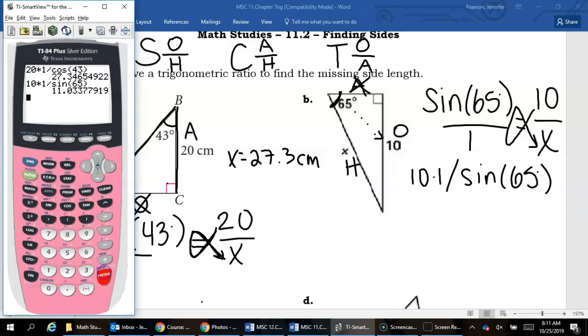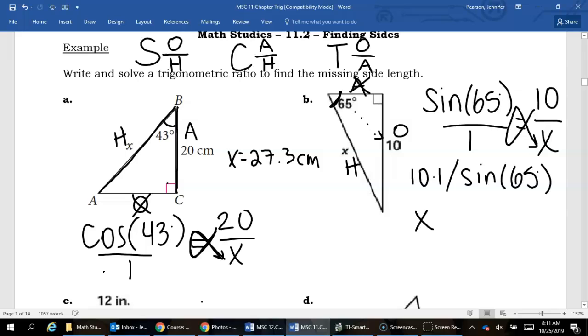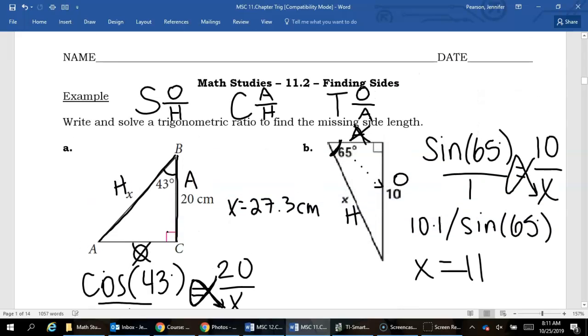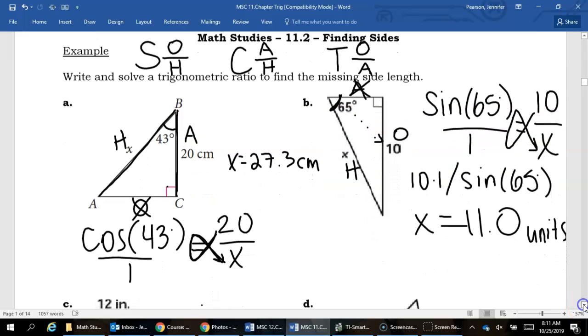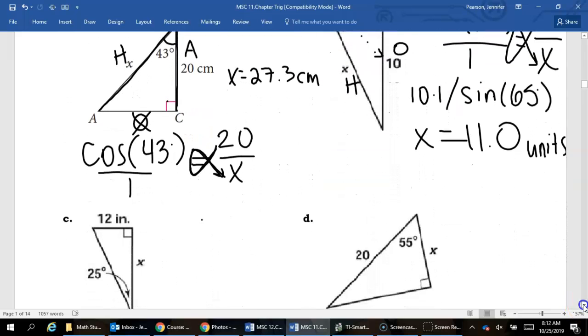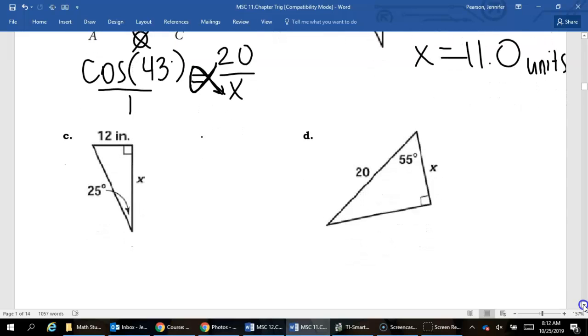That looks better. And I get 11, which again is a little longer than the opposite side. That seems like a reasonable answer to me. X equals 11.0. And I don't have any units on this one, so I'm going to just write units. It should say inches or centimeters or something, but 11.0 units. Moving to letter C. Same deal. Letter D, same deal. We're just going to do a couple more to practice.